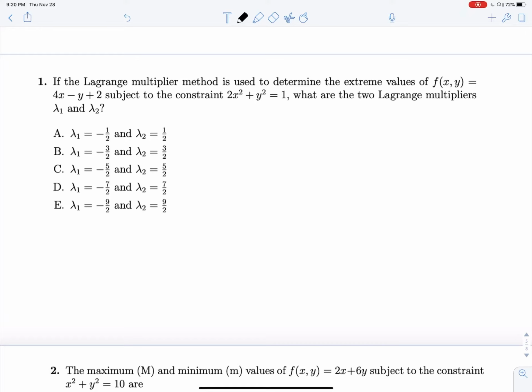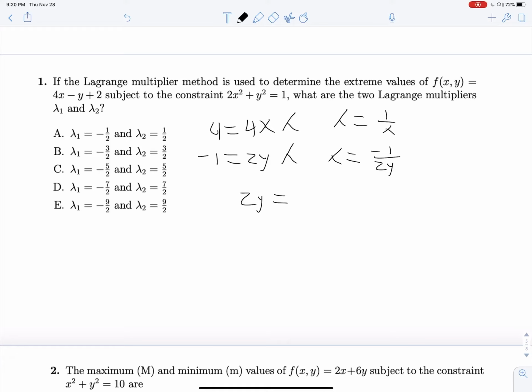So we will see that 4 is equal to 4x lambda, and those both look like x's, 4x lambda, that negative 1 is equal to 2y lambda, and we have no z's, so we are good. We can rearrange this to lambda equals 1 over x, and lambda is negative 1 over 2y. We can equate these, and we will see that 2y is negative x, and that's the exact kind of nice and simple thing that we want to get out of this, that we can then plug into our constraint.